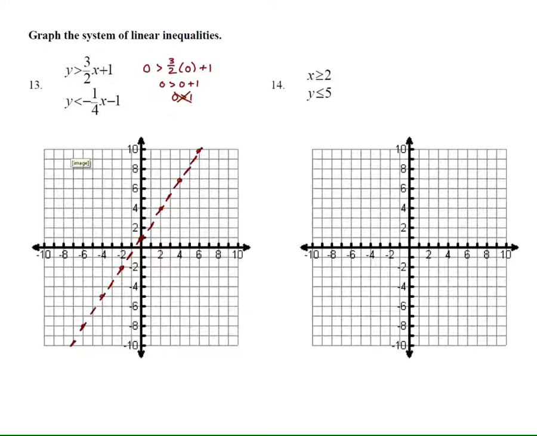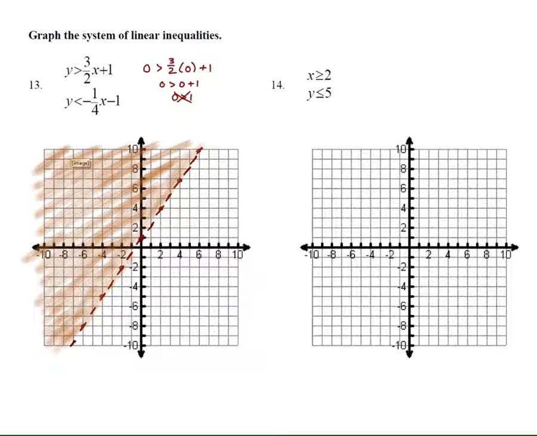Because 0, 0 doesn't work, that means the side of the line that has 0, 0 on it doesn't work. So the whole side with 0, 0 doesn't work, so I would shade the other side. So that's how I would handle that. So there's the shading there for that inequality. So graph the line, determine if it's dotted or solid, and then shade it.